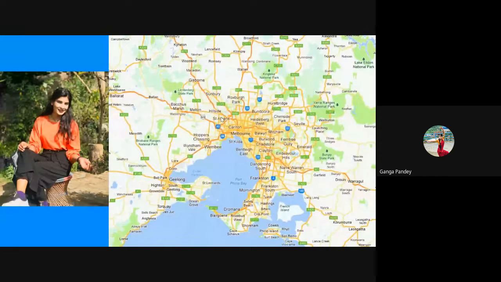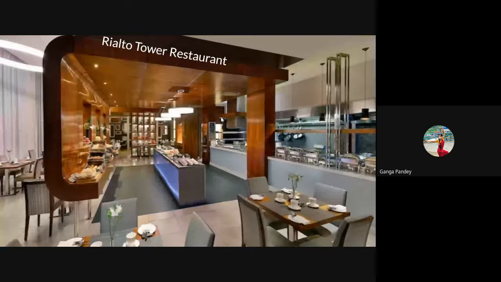After having breakfast, we decided to take a trip of 1.5 hours to our destination for a meal. The food was very tasty. Next slide.